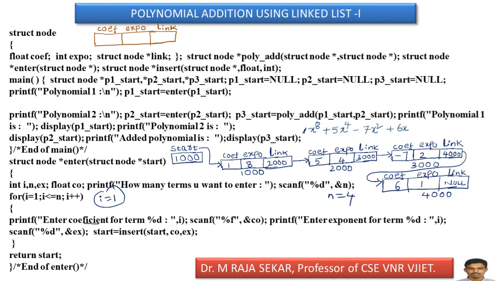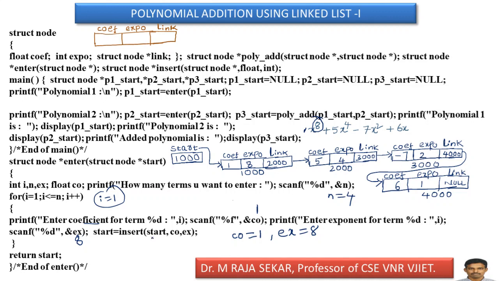Therefore, let me say I entered number 1. scanf of double quotes %f, &co. Here what is my co value? 1. Printf enter exponent for term %d. As i is 1, enter exponent for term 1. What is my exponent here? 1x power 8. 8 is exponent. Let me say I entered 8. That number 8 will get stored in the place of ex. Therefore, here we have values co equal to 1, ex equal to 8. Yes, this insert is function call or calling function.